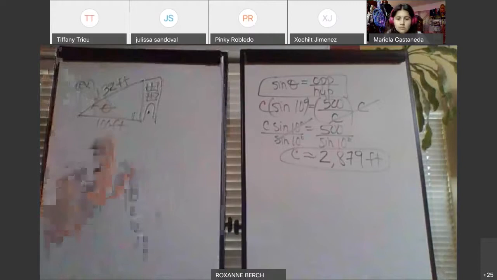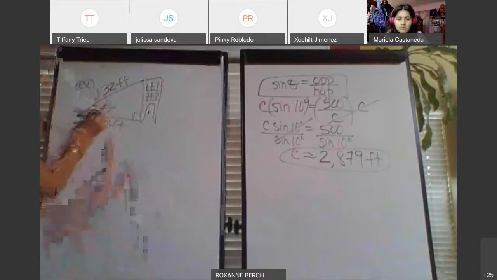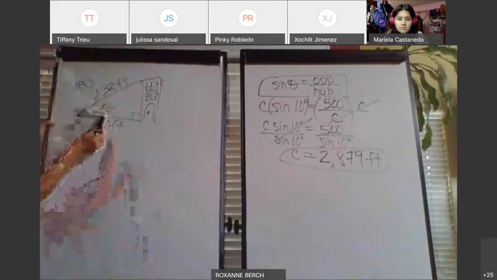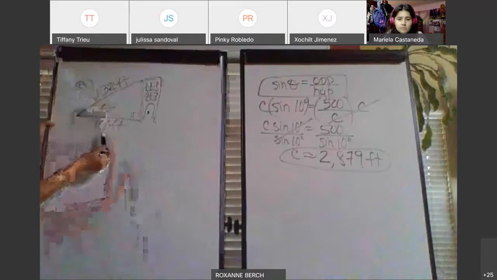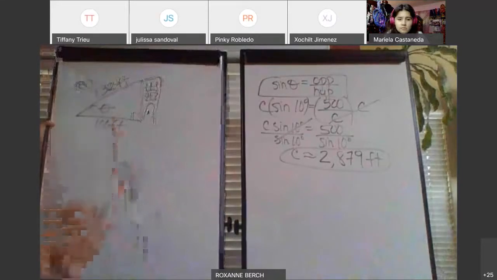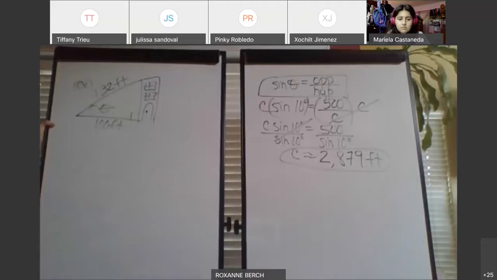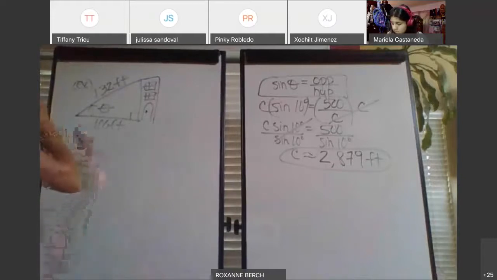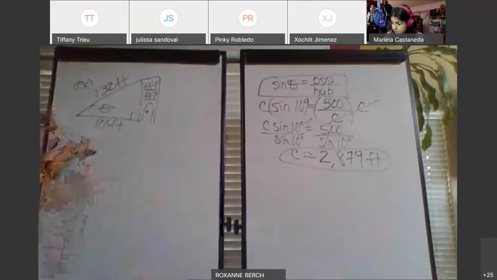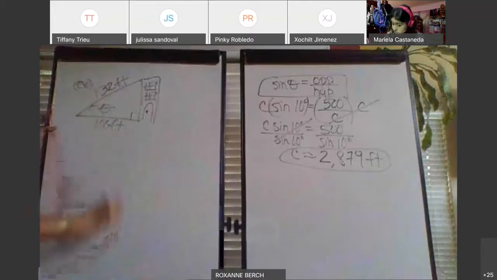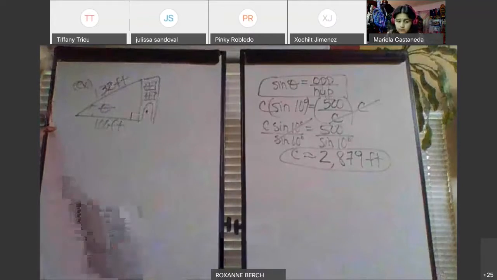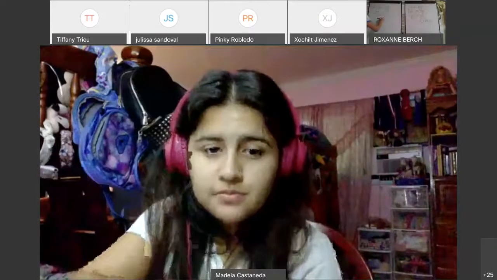So if you put your finger on the angle, what do you have? You have adjacent and hypotenuse, right? So what does that sound like? SOH CAH TOA? Sine, cosine, or tangent? You have adjacent and hypotenuse. Is it sine, cosine, or tangent? Cosine. Right.